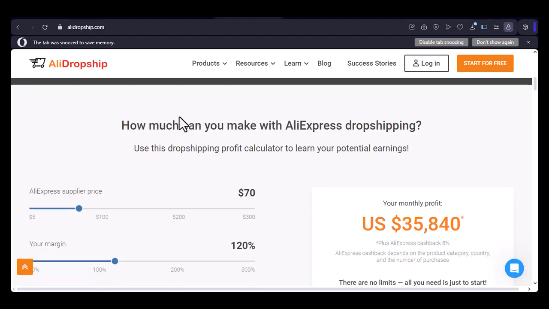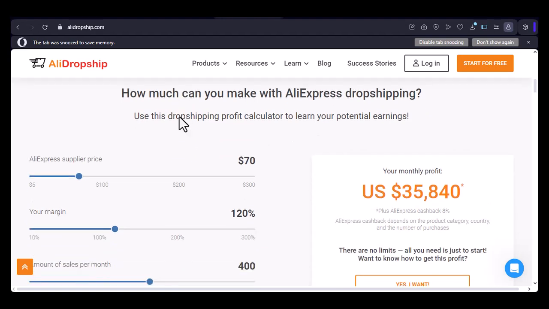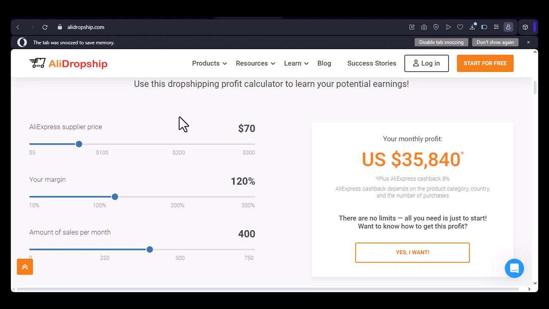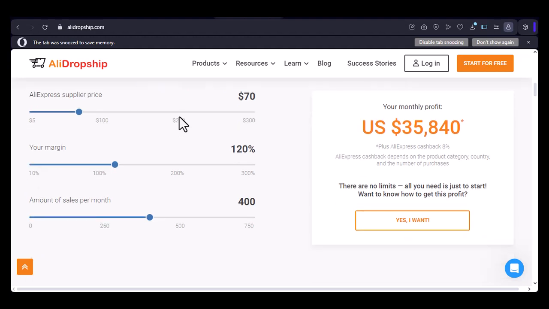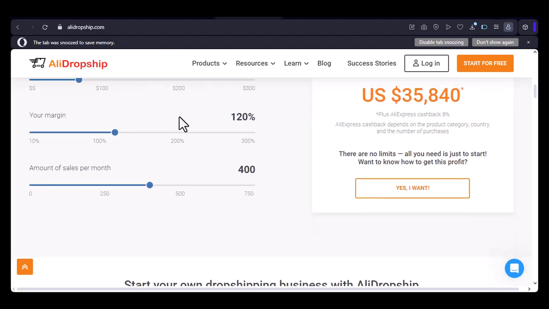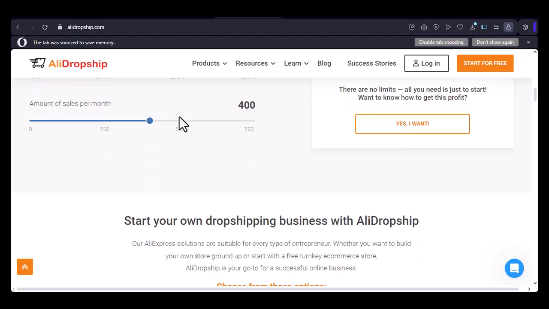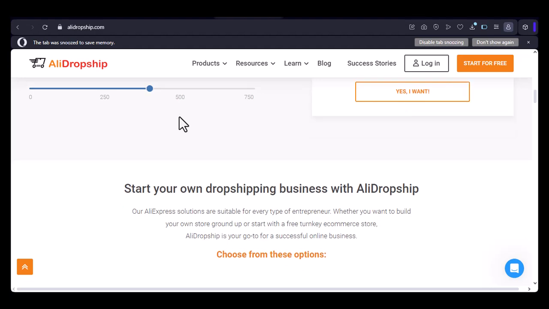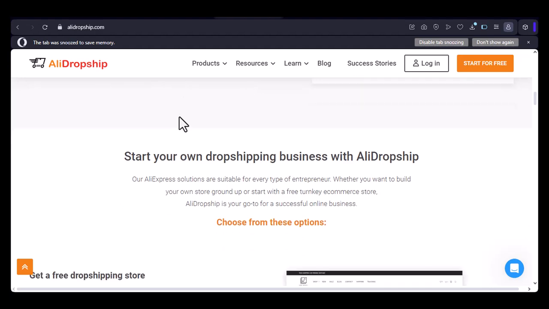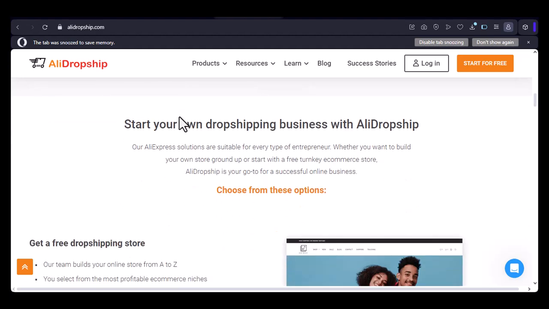Understanding AliDropship. Before we get into the refund process, let's quickly understand what AliDropship is. It's essentially a platform that allows you to create your own online store, using products directly from AliExpress. You can customize your store, add your branding, and even automate the entire process.